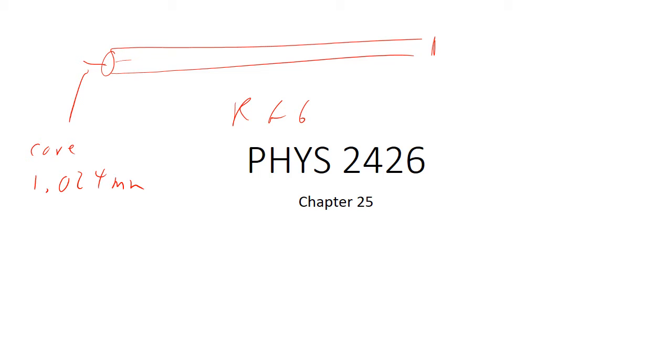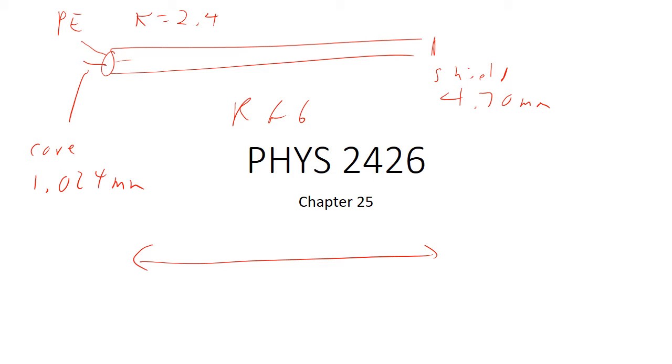The sheathing, shielding is electrically conducting, and it has a diameter of 4.70 millimeters. And it's filled with polyethylene. And so the polyethylene in there has a dielectric constant of 2.4. So if we are going to have maybe 12.5 meters of cable, then I want to know what is the capacitance of that cable right there.